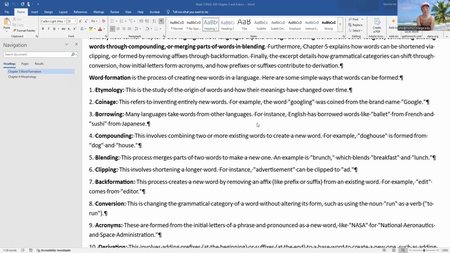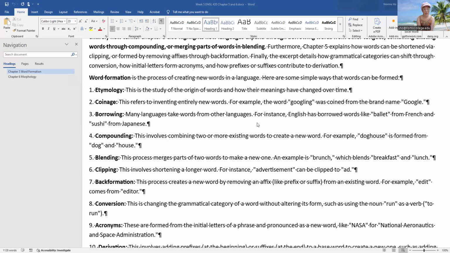Compounding. This involves combining two or more existing words to create a new word. For example, doghouse is formed from the words dog and house. Blending. This process merges parts of two words to make a new one. An example is brunch, which blends breakfast and lunch. Clipping. This involves shortening a longer word. For instance, advertisement can be clipped to ad.